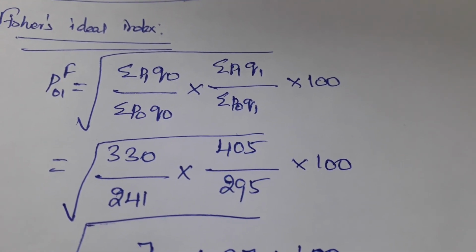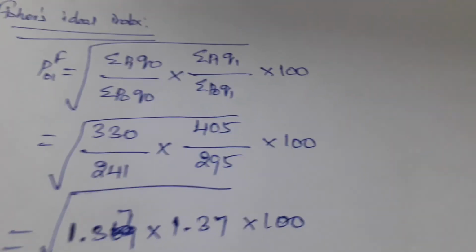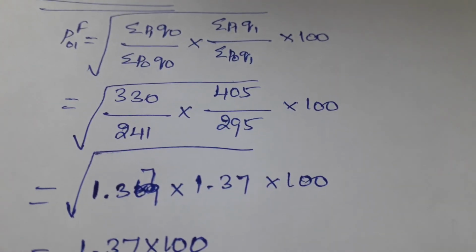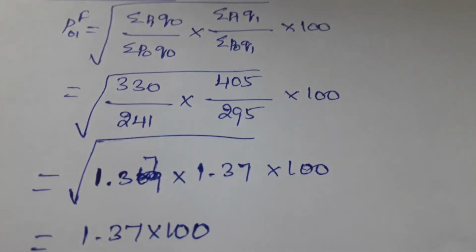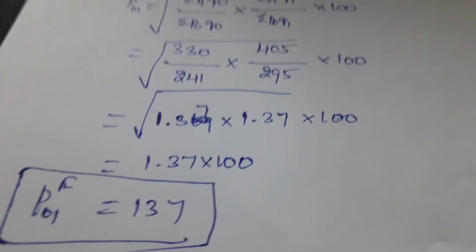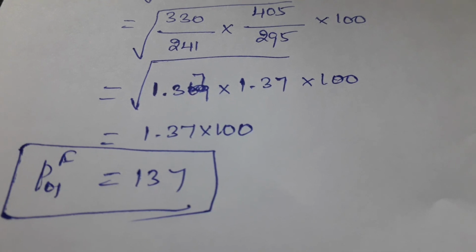We have already calculated the P1 Q0 value, P1 Q1, P0 Q0, and P0 Q1. Just put them into the formula, and finally we get the answer as 137. It's our final answer.